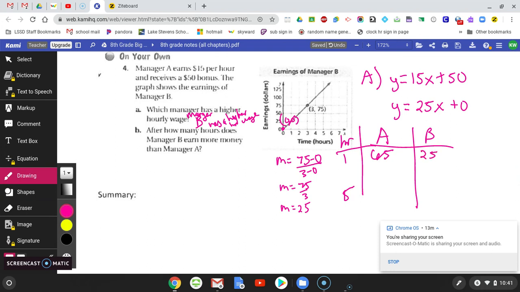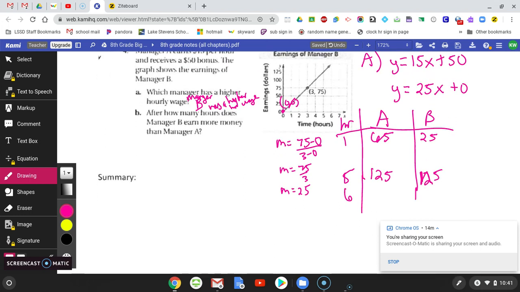Let's see what happens after 5 hours. I'm skipping around until I start to see a pattern, see what's happening. So after 5 hours for manager A, I would have to do 15 times 5, which is 75. And then I would add 50 to it, which is 125. And for B, I would have to do 25 times 5, which is 125. So I'm getting close to figuring it out. Let's see what happens after 6 hours. So after 6 hours, we would do 15 times 6, which is 90, plus 50, which is 140. And for the bottom one, for part B, I would do 25 times 6, which is 150.